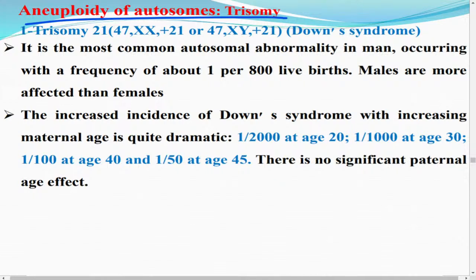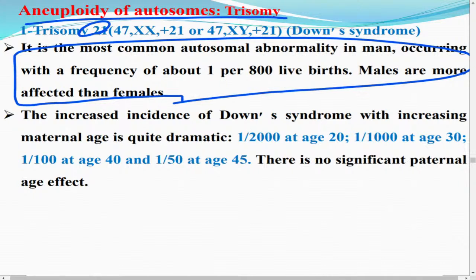More talking about trisomy 21, 47,XX,+21 or 47,XY,+21, Down syndrome. Down syndrome is the most common autosomal abnormality in man, occurring with a frequency of about 1 in 800 live births. Males are more affected than females.